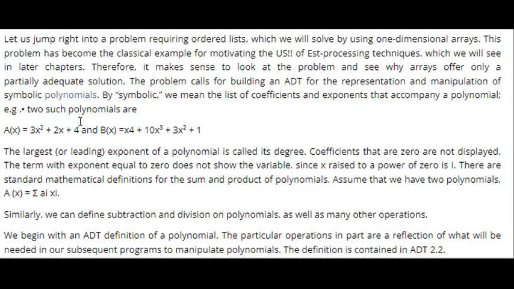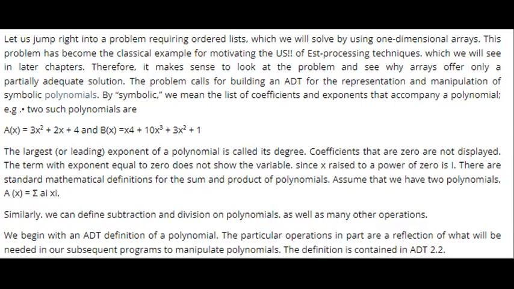We are going for some examples. We have mentioned two polynomials like 3x² + 2x + 4, and 4x + 10x³ + 3x² + 1. The largest or leading exponent of a polynomial is called its degree. So we have to know about some polynomial things.